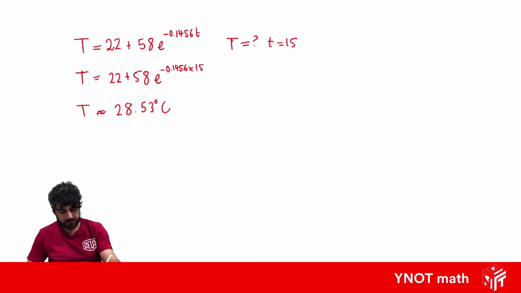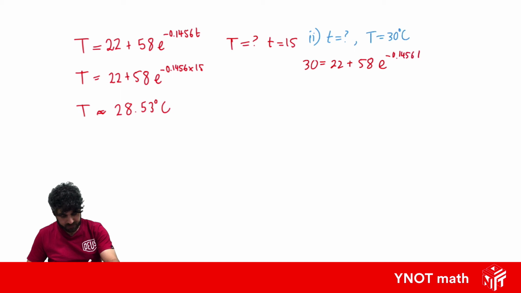Second part of the question wants us to know the time taken, so little t, for the temperature to cool to 30 degrees. So that's when big T equals 30 degrees. So yeah, we can just go ahead and use our formula to substitute that in. So we'll have 30 equals 22 plus 58 e to the minus 0.1456t.